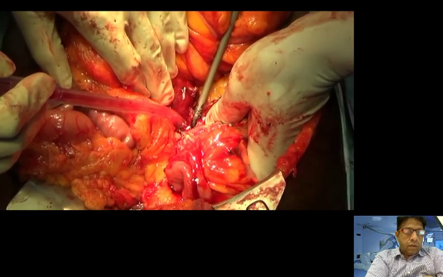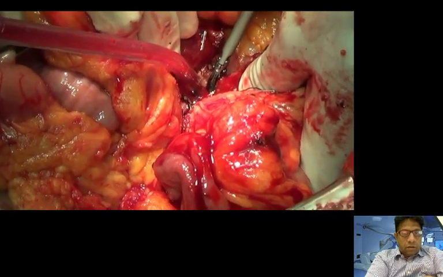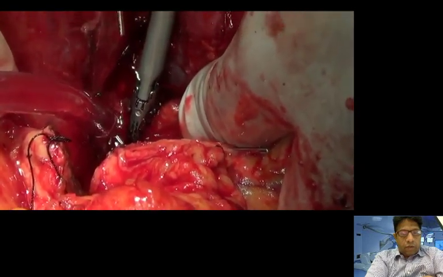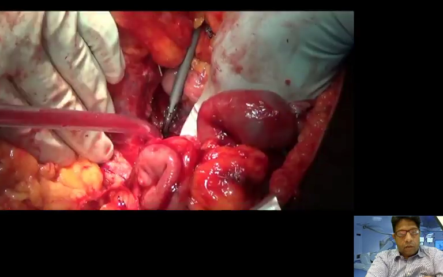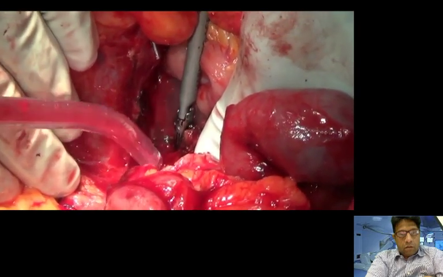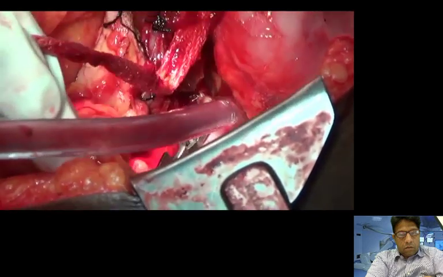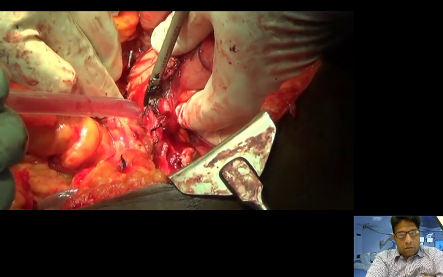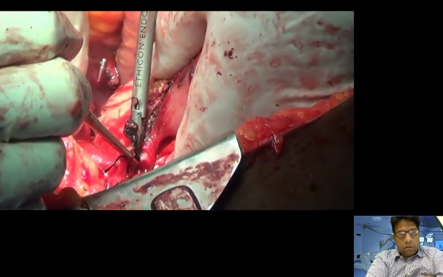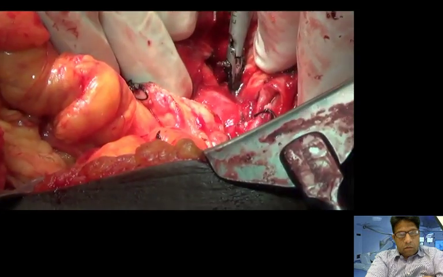The uncinate process and the retroperitoneum carefully dissected. And this is the last part of the dissection, which once performed allows the specimen to be removed. Almost away.